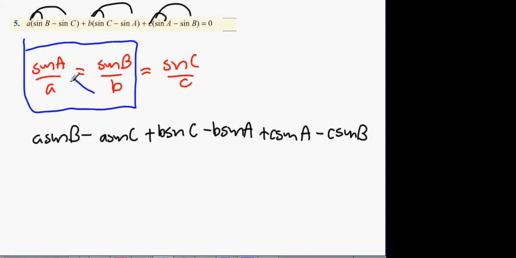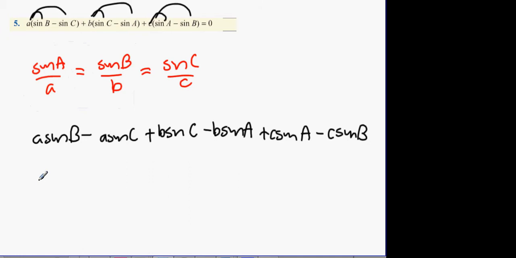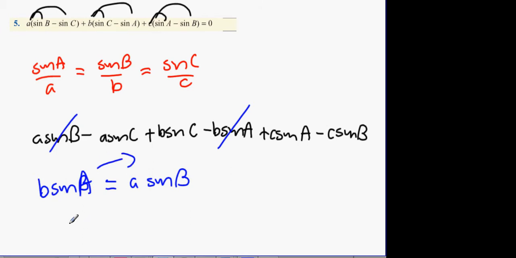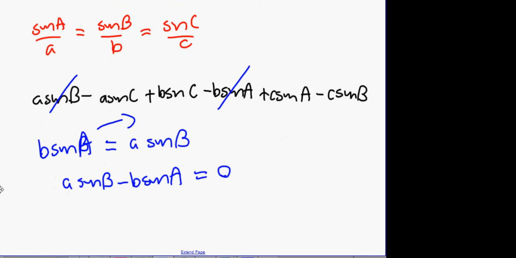And what I'm going to do is cross multiply. Okay? And when I cross multiply, what I'm going to get is this. B sine A equals A sine B. So B sine A, which is minus, cancels with A sine B. You can bring it over to the other side and we can say A sine B minus B sine A equals 0.